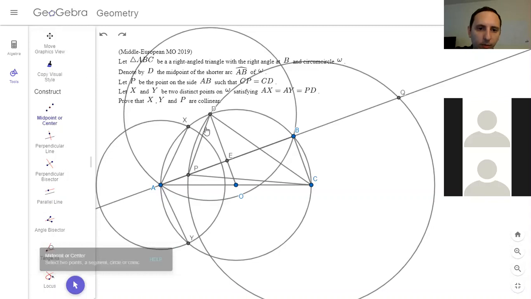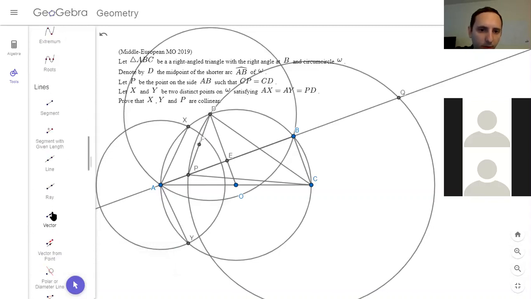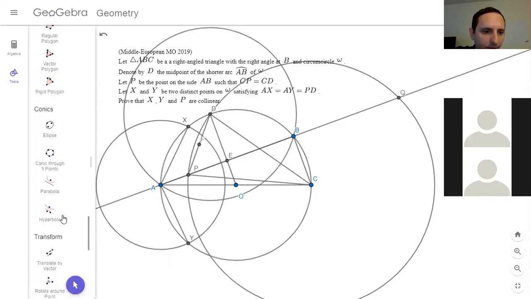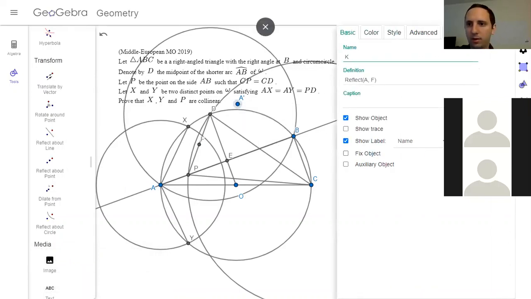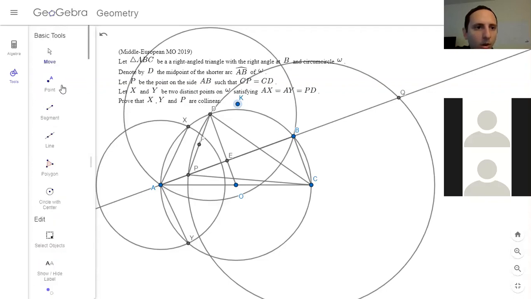So let me do it this way. I'm going to reflect A across the midpoint of D. There we go. So this is K, right? Yeah, and the first conclusion that I draw from this is that AK squared is equal to AP times AB. That would imply AD squared equals AP times AB. Wait a second, that would imply DP squared equals AP times AB. That's what we want to prove.